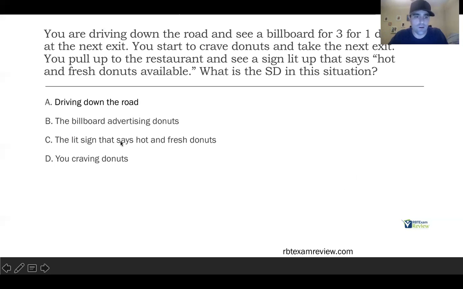And then D, you craving donuts? No. C, the lit sign that says hot and fresh donuts. Really good MO/SD question. Review this one over and over until you really understand that an MO makes you want it. The SD says it's available. Not until an SD is it actually available.